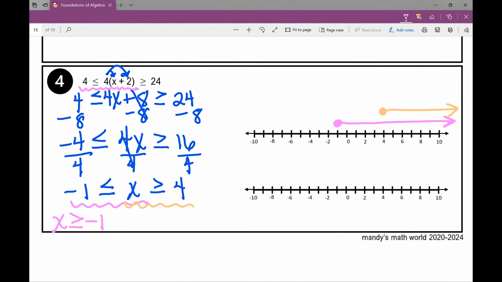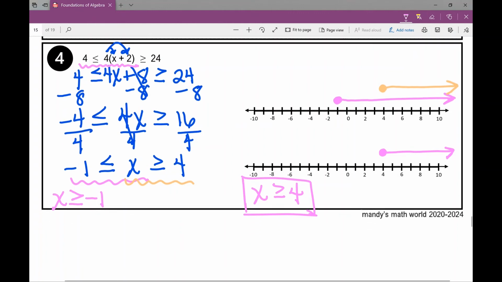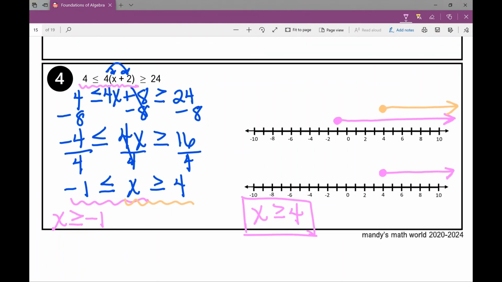So where's the double shaded region? It's right here at 4 and greater. So it's x is greater than or equal to 4. That's your solution for this type of compound inequality. So just keep in mind the word and. It has to satisfy both inequalities. Any number that's equal to or greater than 4 will satisfy both of these inequalities.